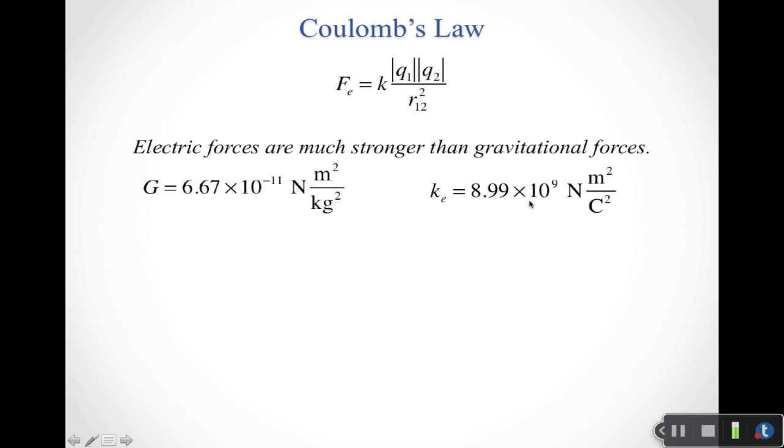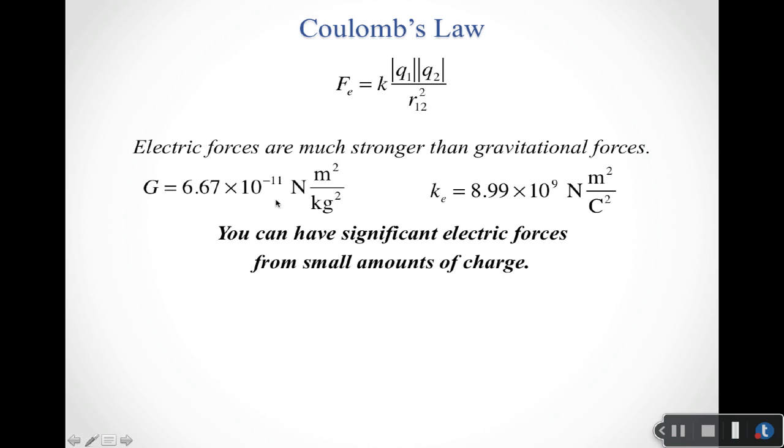So relatively speaking, gravity's weak, but electric forces are relatively strong. And you can have significant electric forces without having a whole lot of charge. We said that because G was so small, to have significant gravitational forces, you needed a large amount of mass. I don't need a large amount of charge to build up fairly significant electrical forces.